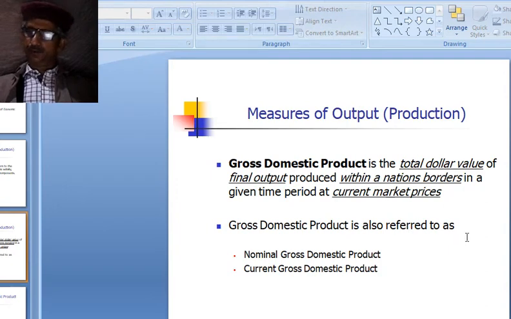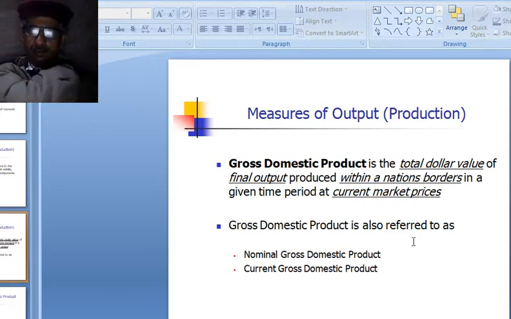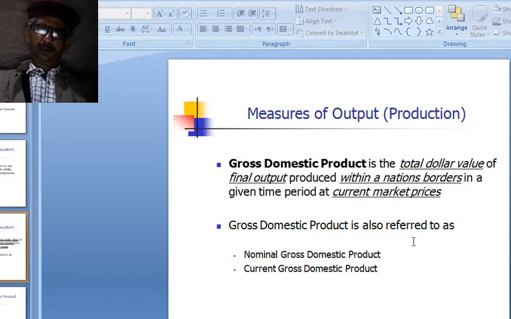So the GDP is also referred to as nominal gross domestic product and the current gross domestic product. When we use the term nominal GDP, it means we are using the value of the GDP according to the prices, according to the amount of money, or what we count nominally we have. Current GDP is nearly the same. It means when we calculate the current country's GDP, the total amount of that output is converted into currency, and that is called the current GDP at current prices.